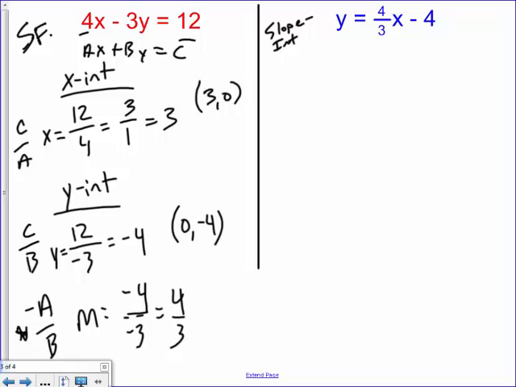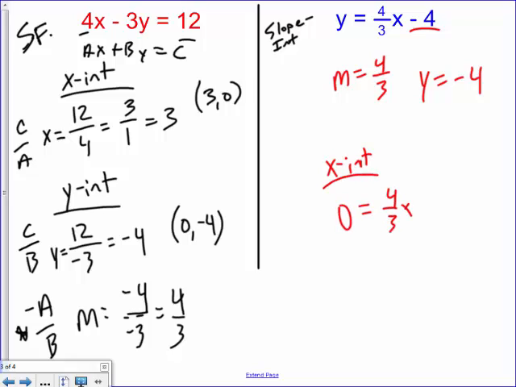And if I look over here, what could I find really easily on the slope-intercept? I could find that 4/3 is the slope. I could find that negative 4 is the y-intercept. Okay, what about the x-intercept? Well, then I'd have to plug in 0 for y, and I'd have to solve an equation. So that's where it gets kind of messy, right? Whereas standard form, it's nice and easy.